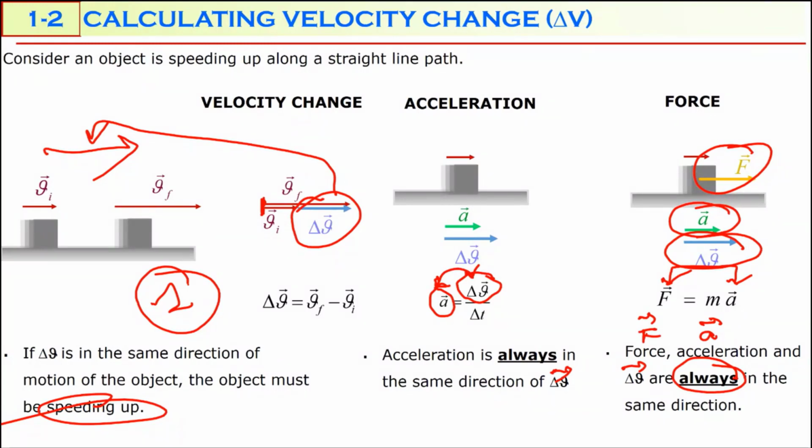If there is delta V, there must be F. If there is F, there must be A. If there is F, there must be delta V. If one of them is to the right, the other two are also to the right. If one of them is to the left, the other is also to the left. If one of them is upward, the other two are also upward. So their directions are absolutely, indefinitely, no exception, the same in physics.